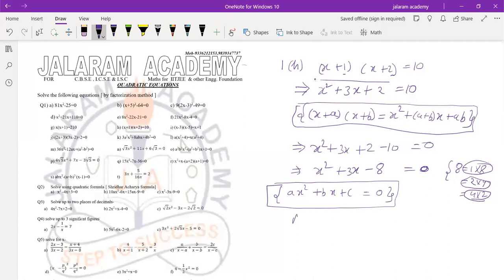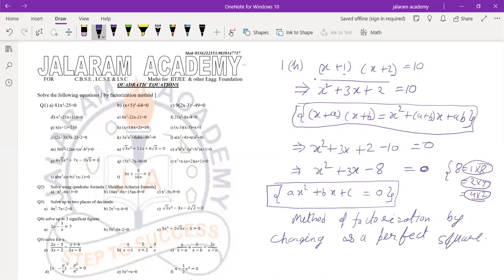Remember, this is the method of factorization by changing as a perfect square. Okay. Method of factorization by changing as a perfect square. You have to write these in your notes notebook. Okay. Not between the question.